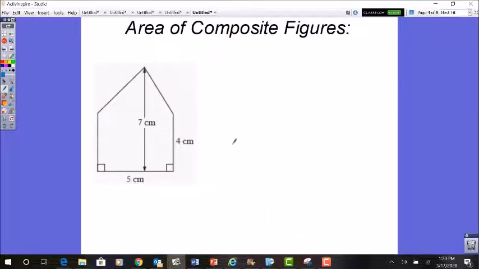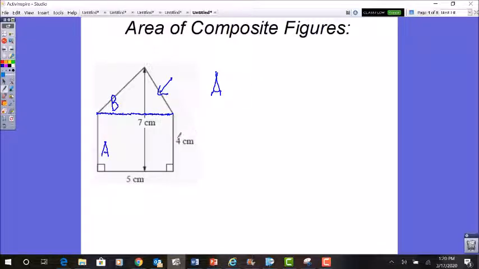Okay, here's a third one here. So again, just looking for a place for us to cut this up. I think the easiest way for us to cut this up here would be to put a line right through here. So what we could do is find the area of this triangle and then find the area of this rectangle underneath. So I'm going to label the rectangle with a capital A, I'll label the triangle with a B. So let's find the area of shape A.